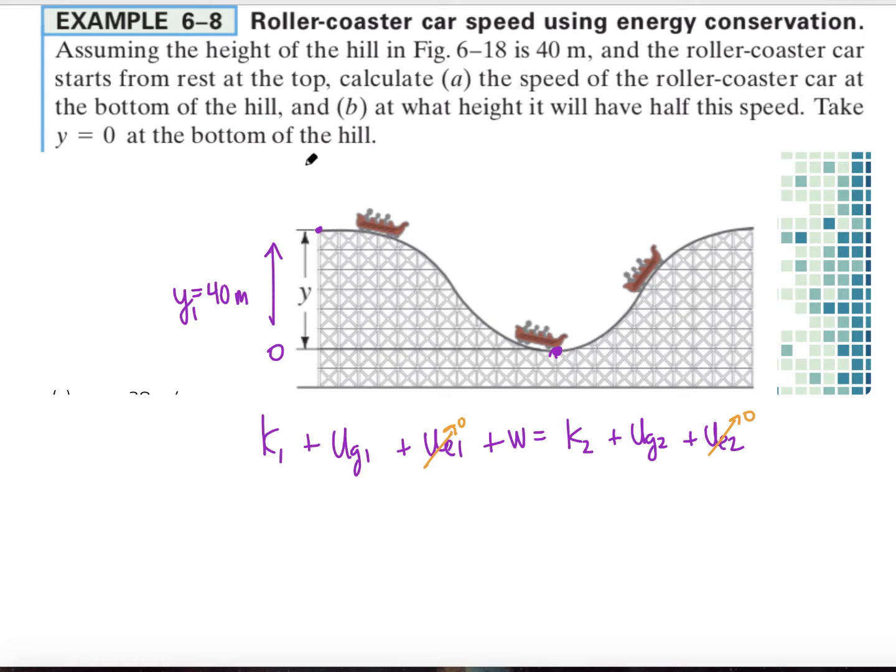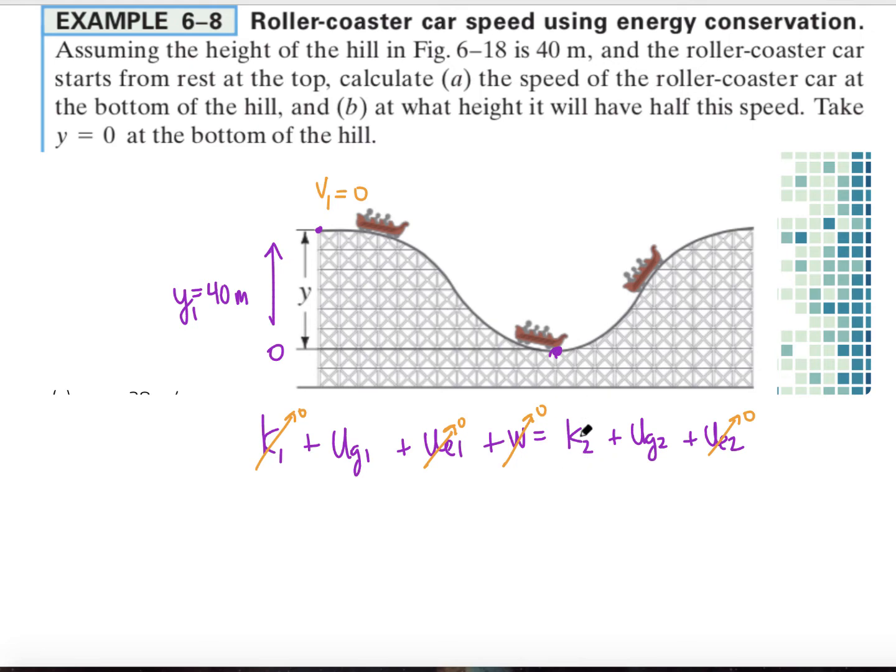There's also no mention in our problem statement of friction or any other force, so we'll say that work is also 0. Now initially, it says that we are starting from rest at the top. That means that our initial kinetic energy is 0 because our V1 is 0. We have, therefore, some gravitational potential energy to begin with. Otherwise, we wouldn't go anywhere.